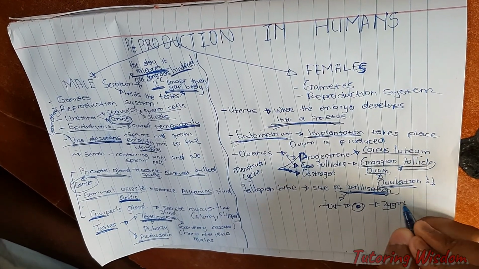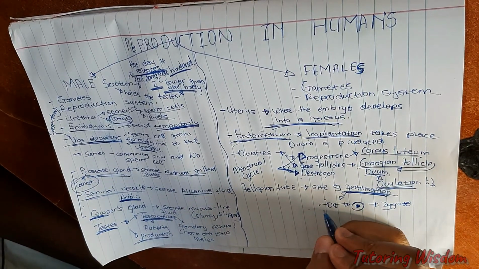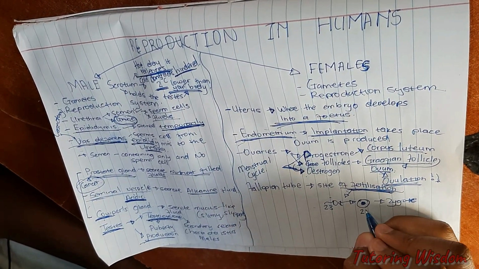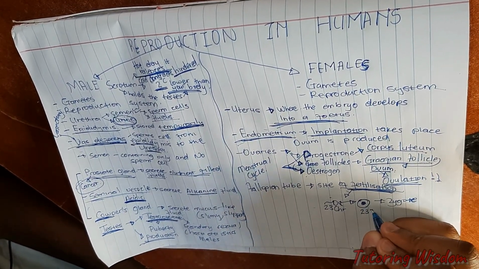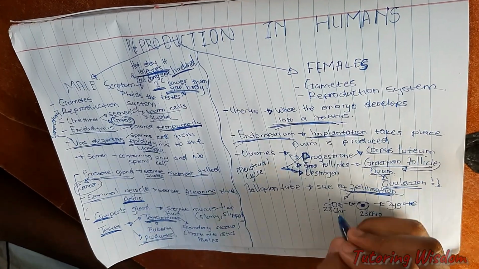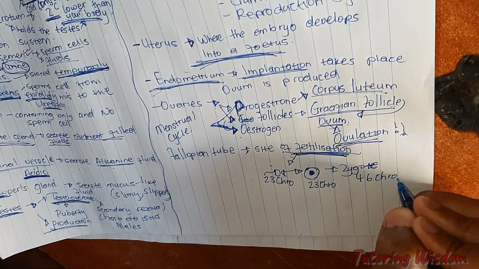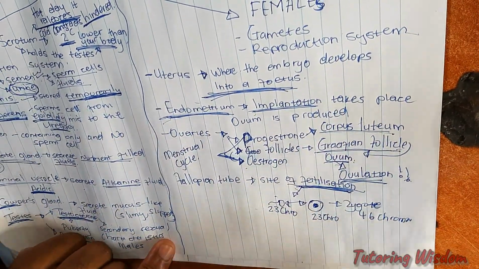To form a diploid zygote. Remember, it's 23 chromosomes on the sperm cell and 23 chromosomes on the ovum. So they all add up to 46 chromosomes on the zygote. That's the normal chromosome number of a human being.